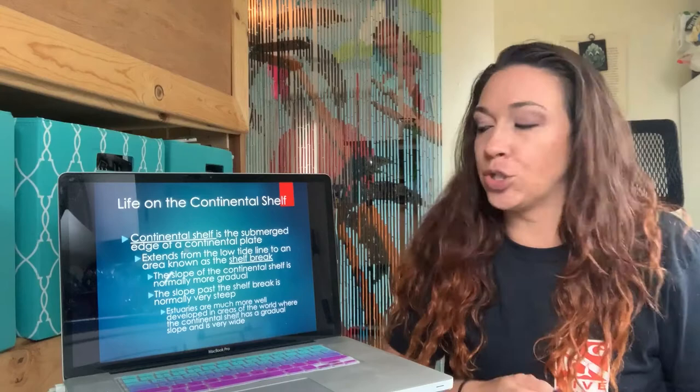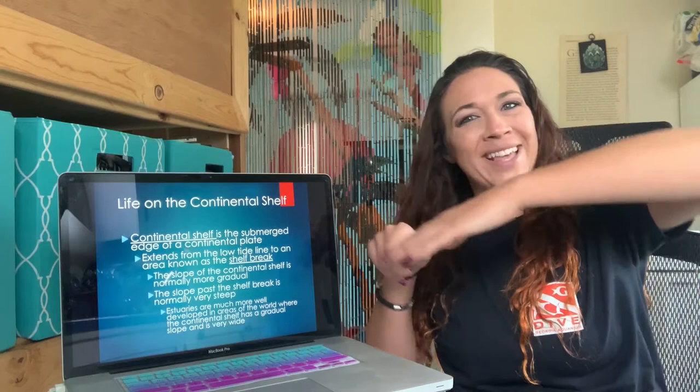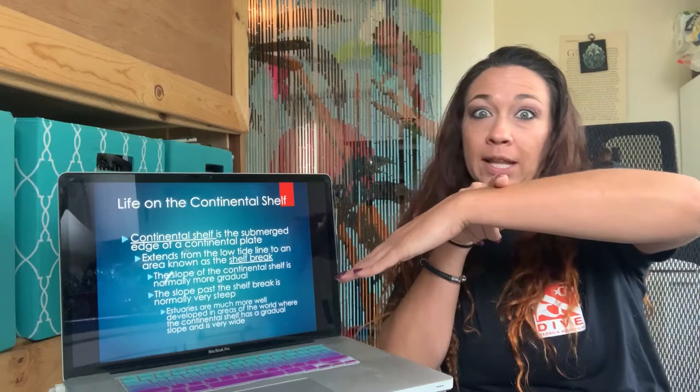Normally, it's pretty gradual, so that's why it is called a shelf. Most people think of our ocean, as soon as you get in the ocean, as a steady slope like that. Not really. It's pretty slow and steady for a really long time if you're in the Atlantic, not so long if you're in the Pacific. And then it's like a steep drop off. That's where it gets really, really deep really quickly.